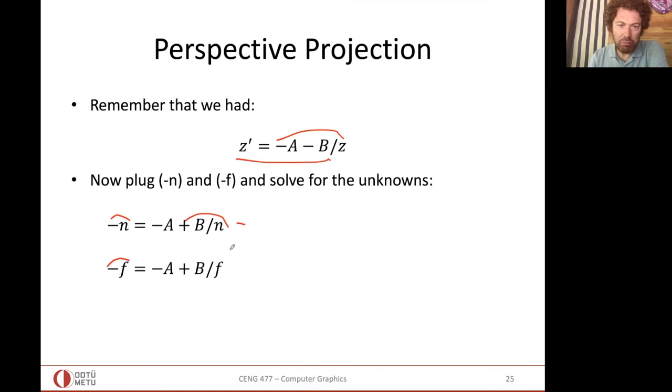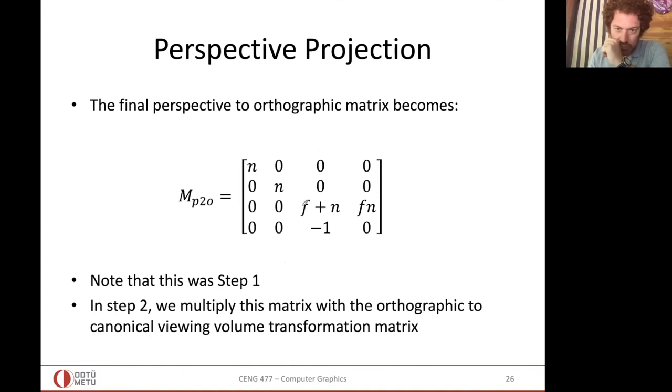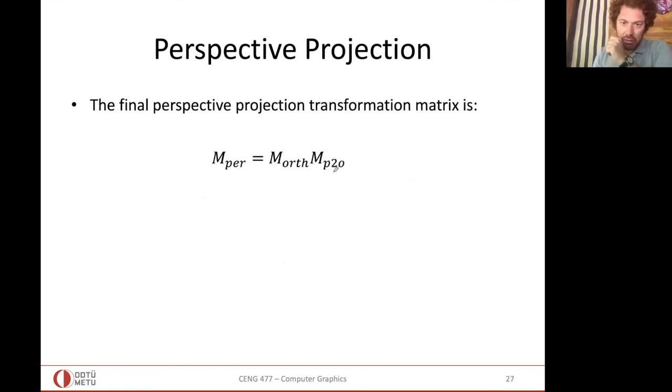So if you combine them, you have two equations and two unknowns. You can easily solve for A and B, which are the unknowns, which would be this. Then you just plug it here as for A and B. And then this will be your perspective to orthographic projection matrix. First you apply it, and then you apply the orthographic to canonical viewing volume transformation matrix, which we have already studied.